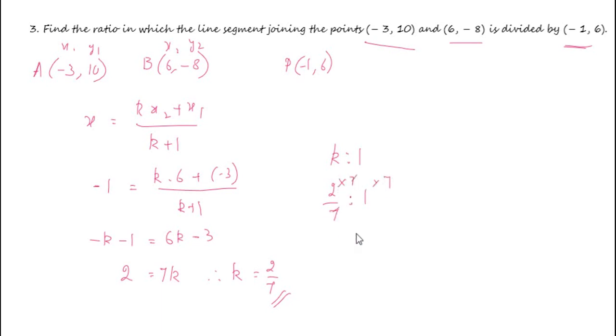7 cancels. So it divides in the ratio of 2 colon 7. This is the ratio in which the point P (-1, 6) divides the line joining the points (-3, 10) and (6, -8). 2:7.